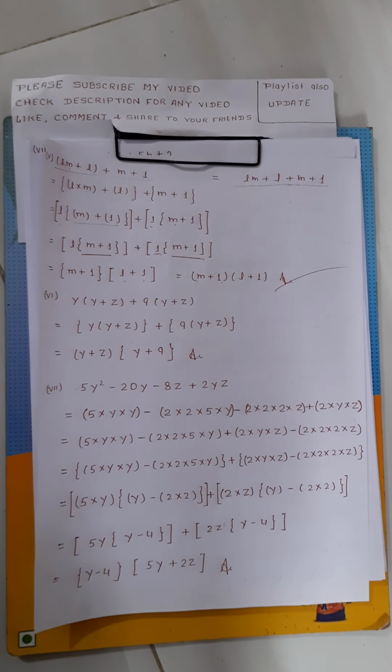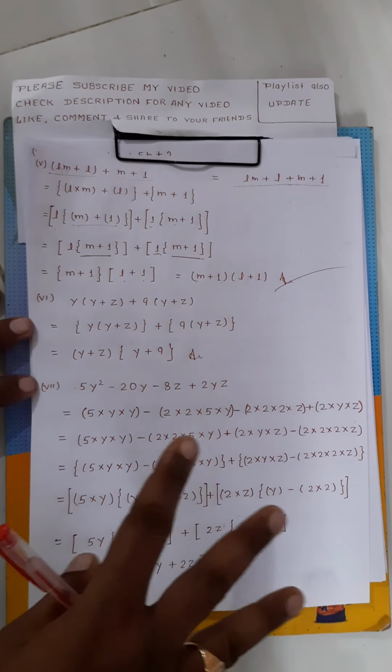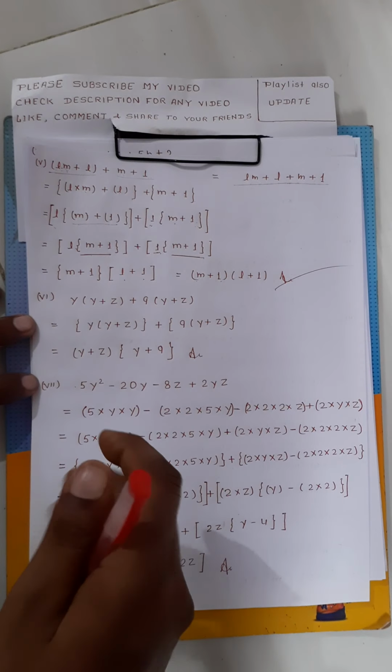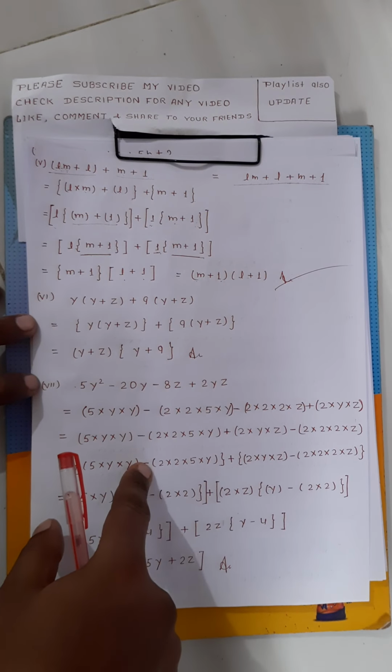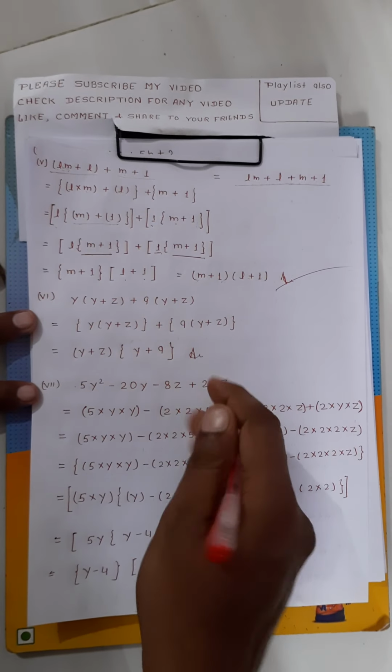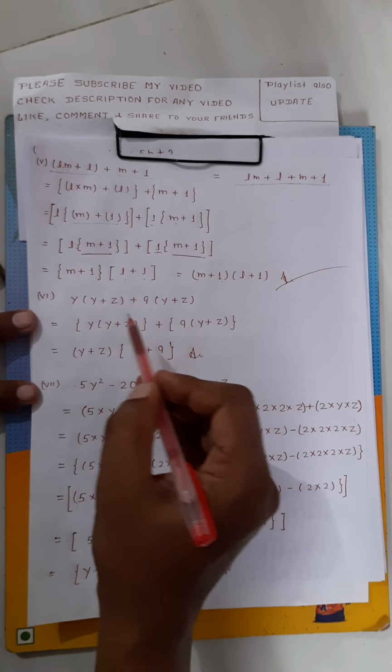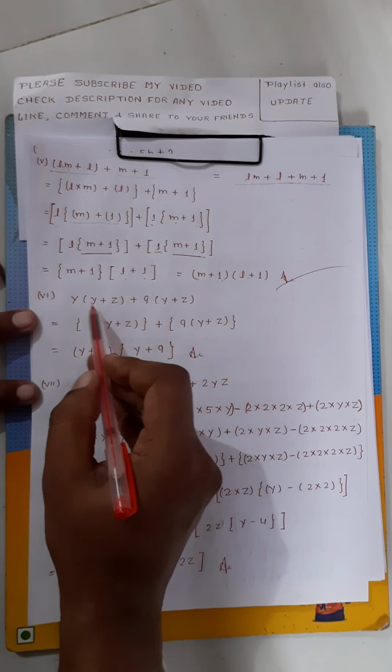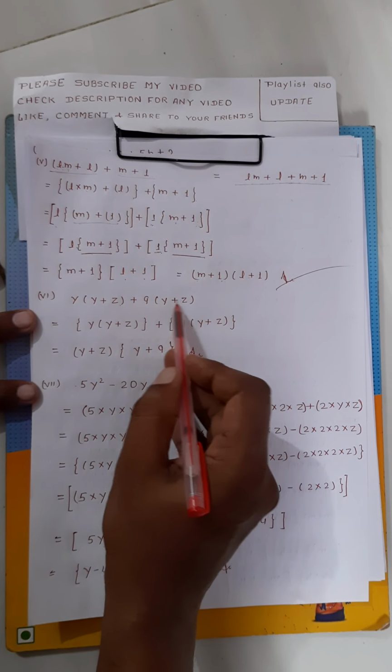Okay, now question number 7. It is a very easy question because we have already practiced all types of methods. So it is not very hard, or not very complicated. Now our question is y(y plus z) plus 9(y plus z).